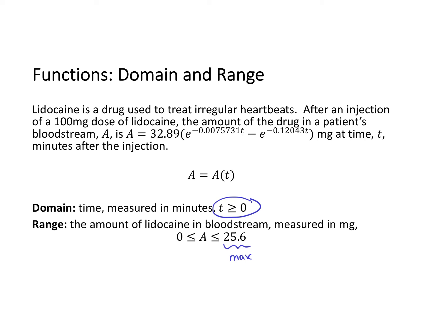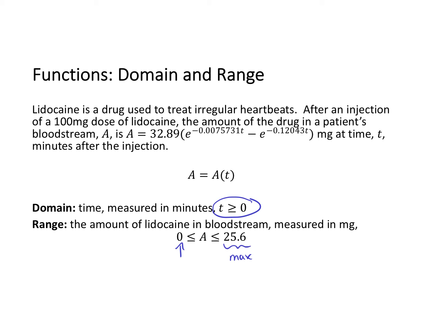But then over time, if we don't give the patient another shot or another dose, we would expect that the drug is going to eventually evaporate or get eliminated from the bloodstream. So that's why it makes sense for us to talk about the range going from 0 milligrams up to the maximum amount. So we know that eventually the lidocaine is going to leave the bloodstream, leaving 0 amounts left in the bloodstream. It's never going to dip past 0 and get into the negative numbers.